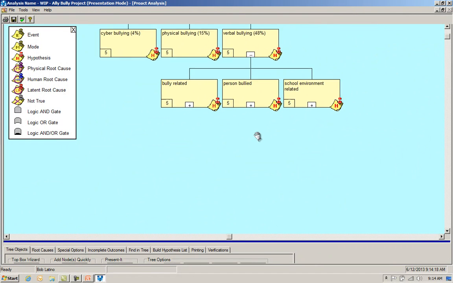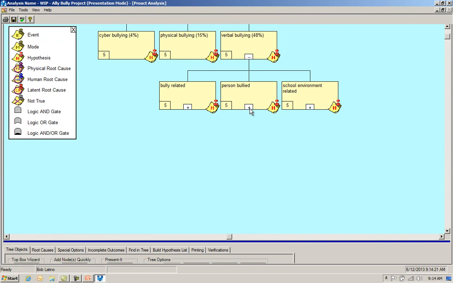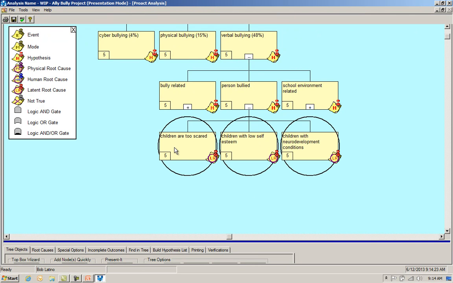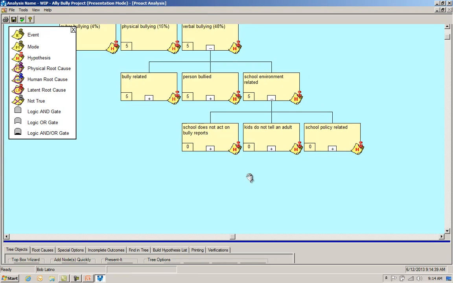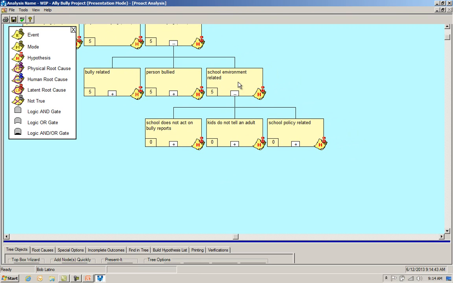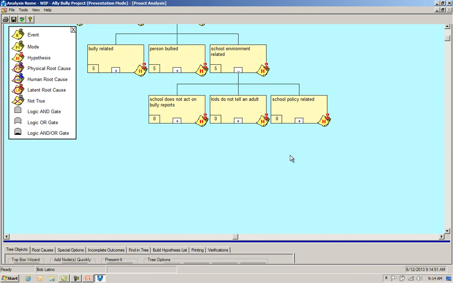Okay, so now we go to the person being bullied. Why do they allow themselves to be bullied? Well, typically children are too scared to say anything. Sometimes it's children with low self-esteem, and also children with neurodevelopment conditions. Well, what about the environment which allows the bully to do their bullying? So why could this be school related? The school does not act on bully reports. The kids do not tell an adult, or it could be school policy related.